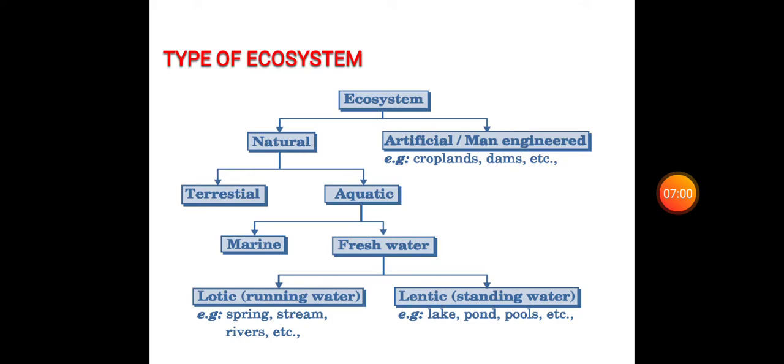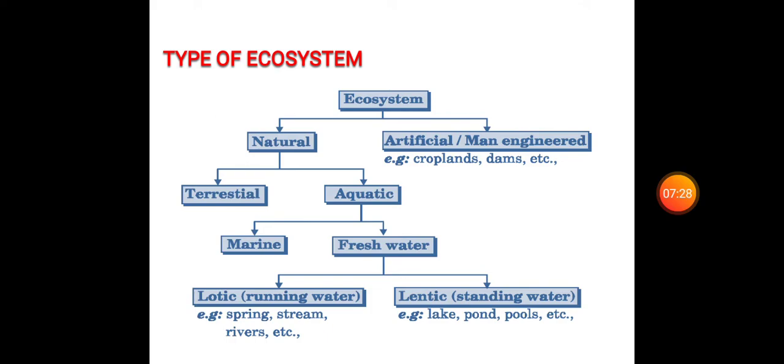Based on the salt content in the water, it can be classified into two types. One is the marine aquatic ecosystem and the other one is the freshwater aquatic ecosystem. Marine means, you know very well, the sea, ocean. The marine water, sea water, ocean water containing a large amount of salt is mainly classified into the marine ecosystem.